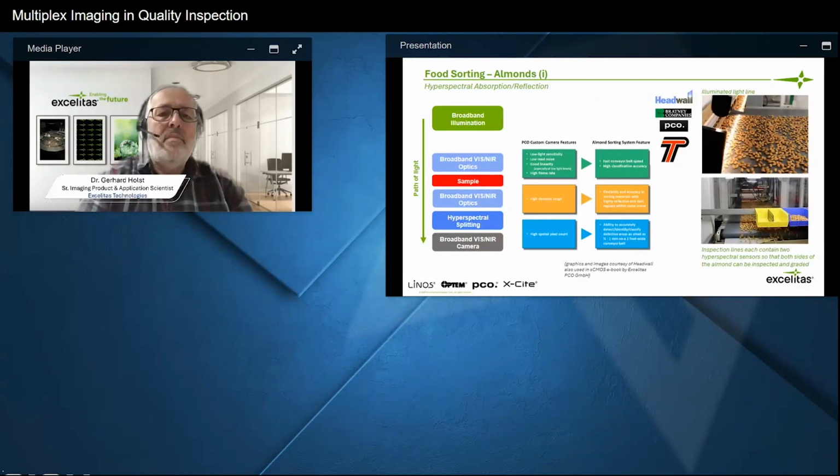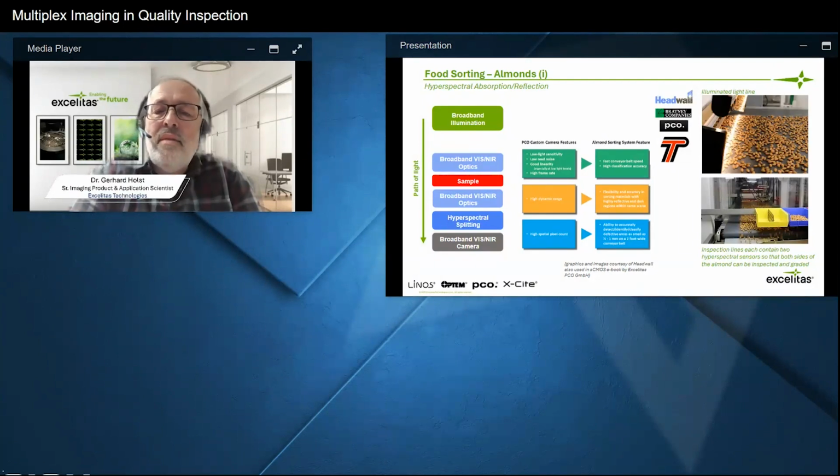One example, and I mean it's about quality control, is certainly food sorting. Here it's an example given by a company called Headwall, who did these almond sorting machines, and their request for camera features was low readout noise, low light sensitivity in combination with a good linearity and a high dynamic range, and sufficiently enough resolution.